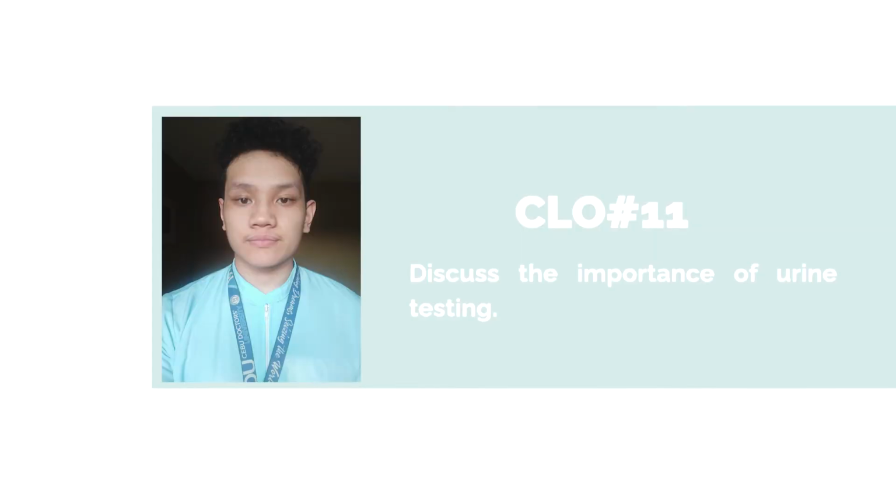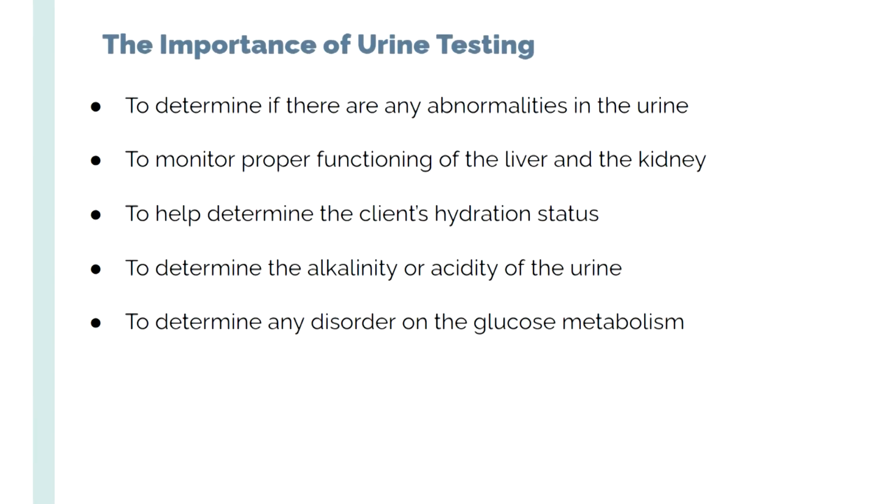Now I will be discussing the importance of urine testing. First, we have to determine if there are any abnormalities in the urine. Then we have to monitor proper functioning of the liver and the kidney. Next, we have to help determine the client's hydration status. Then we have to determine the alkalinity or acidity of the urine. Lastly, we have to determine any disorder in the glucose metabolism.